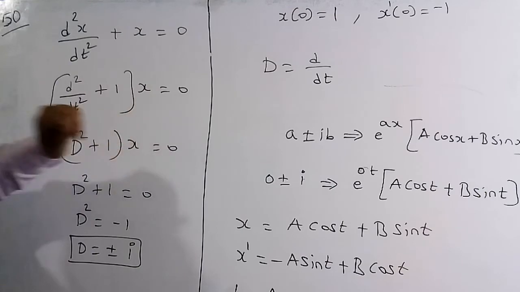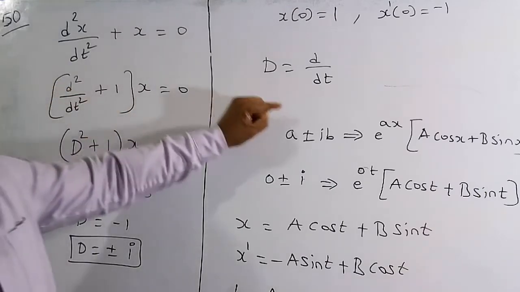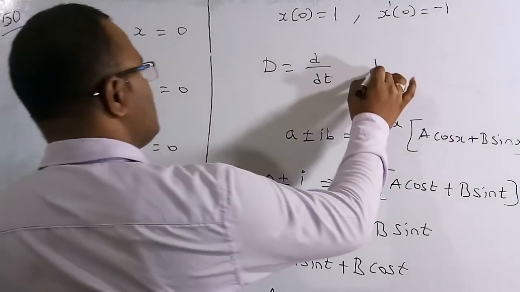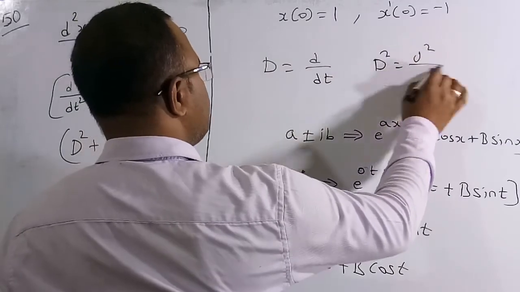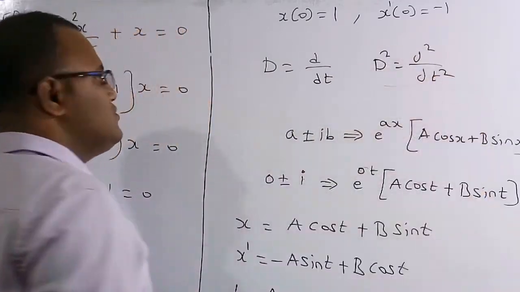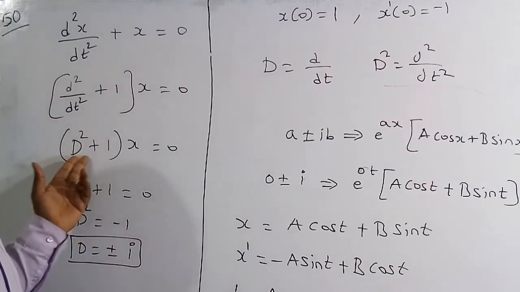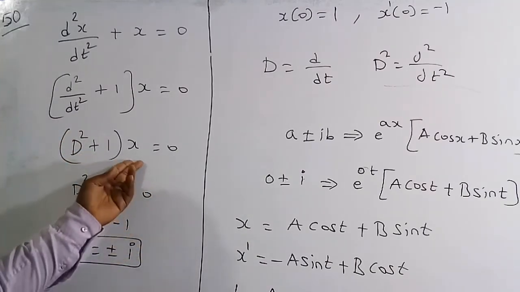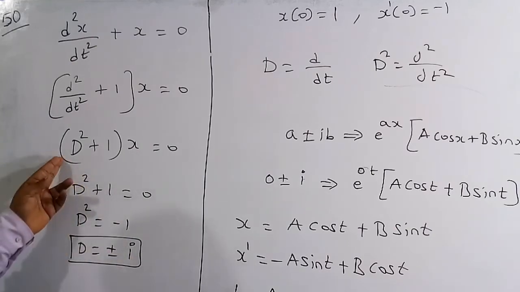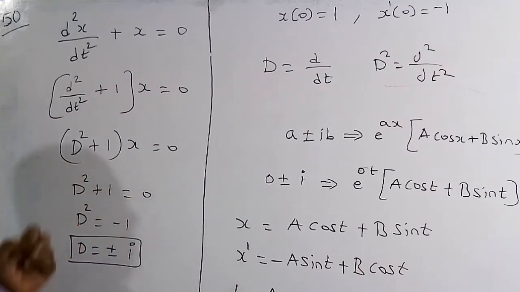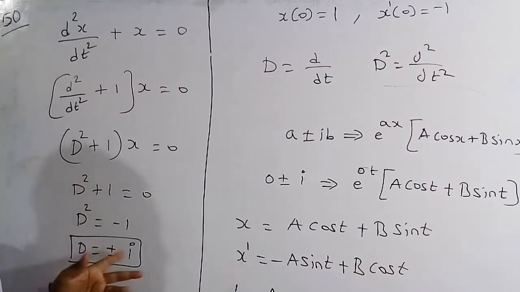So now I am going to take x as common. I am going to assume d by dt as D. So D square is equal to d square by dt square. So D square plus 1, into x, is equal to 0. As x cannot be equal to 0, definitely D square plus 1 is equal to 0. Therefore D square is equal to -1, so D is equal to plus or minus i.